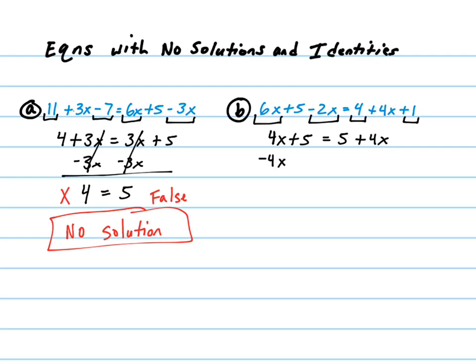Subtract 4x. And we've got 5 equals 5. Well, this matches, and this is true. 5 is always going to be equal to 5, so this is an identity. I spelled that wrong. There we go.